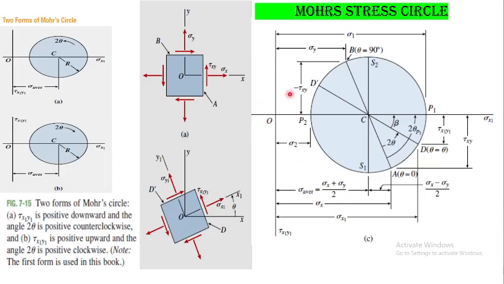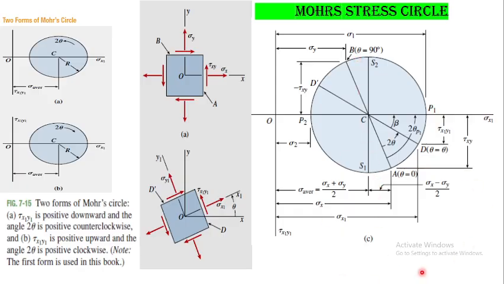Once this is done, you can also calculate your principal stresses over here. From here, this is the average stress, and you add the radius, you will get sigma 1. And from here, if this is the average and you subtract the radius, you will get your sigma 2. These are two very critical points, the points of principal stresses, sigma 1 and sigma 2. This is the point of the maximum tau xy max, the maximum shear stress.